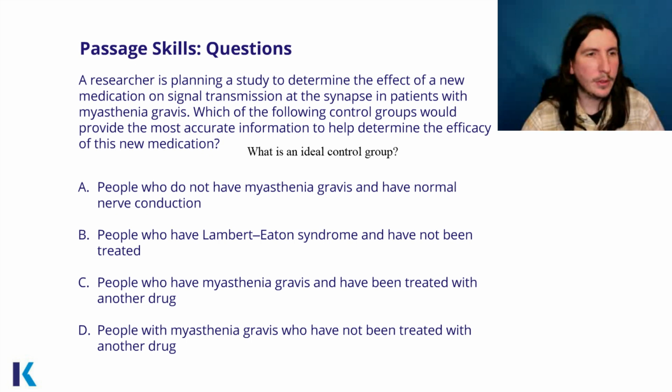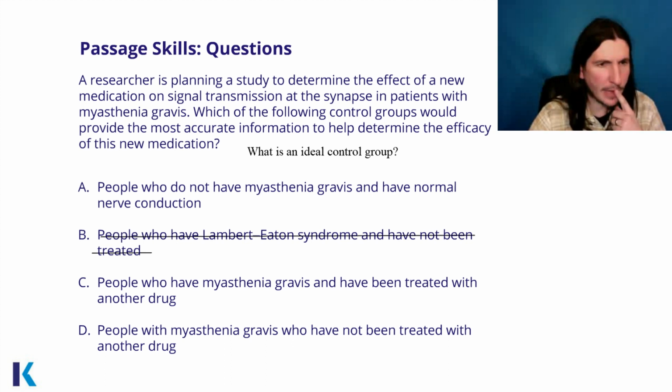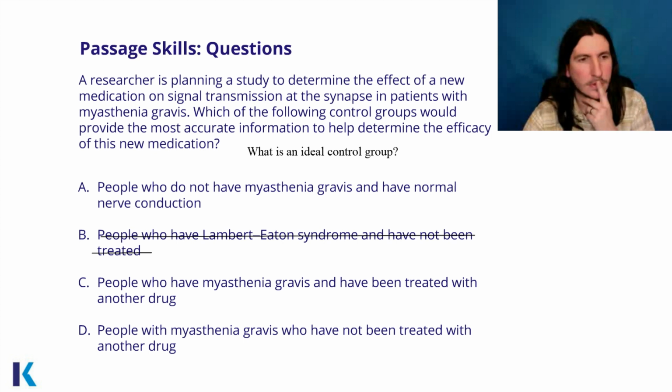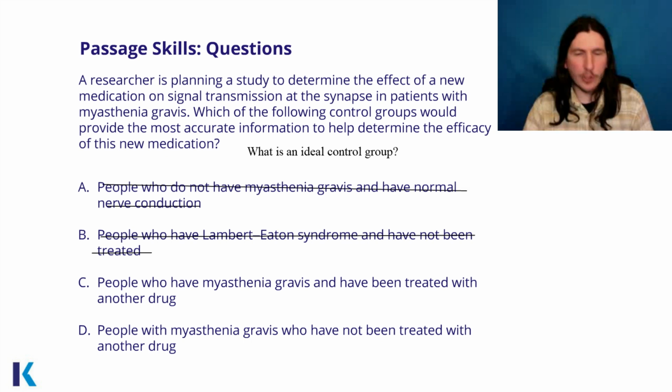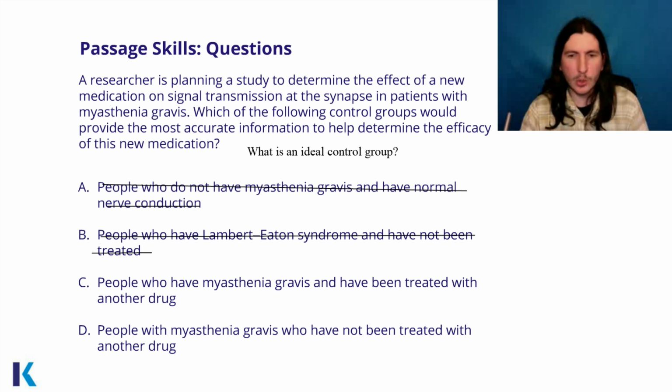I'm hoping you're looking at this going, okay, if I'm testing a myasthenia gravis drug, I don't want to be testing it on people who have Lambert-Eaton. That wouldn't make any sense. I really want people who have myasthenia gravis, otherwise it makes no sense to test my drug on them, so A is out. So first I eliminate based on, I only want answer choices that say they have myasthenia gravis. So C and D.